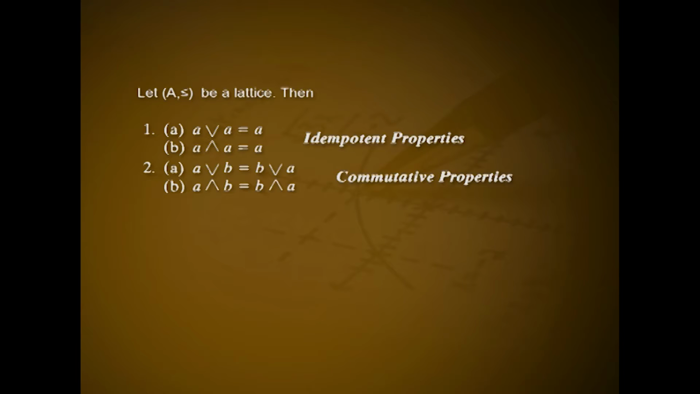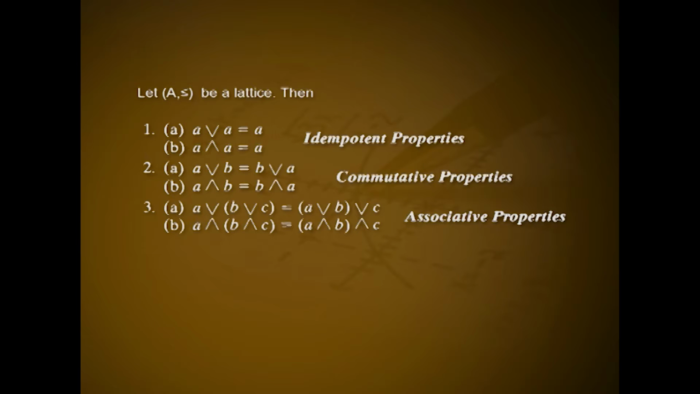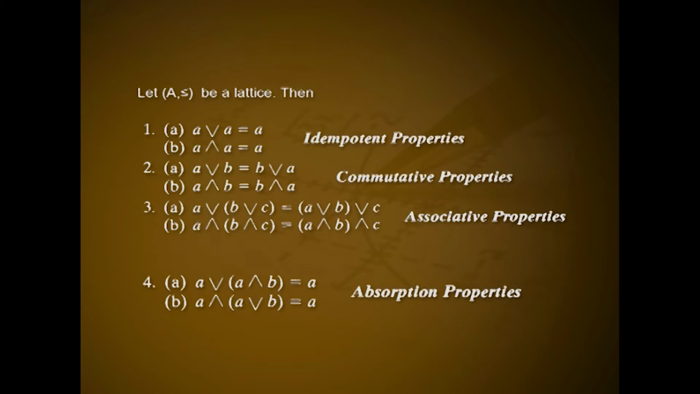Second one, commutative properties: a join b is equal to b join a, and a meet b is equal to b meet a. Third one, associative properties: a join (b join c) is equal to (a join b) join c, and a meet (b meet c) is equal to (a meet b) meet c. Fourth one, absorption properties: a join (a meet b) is equal to a, and a meet (a join b) is equal to a.